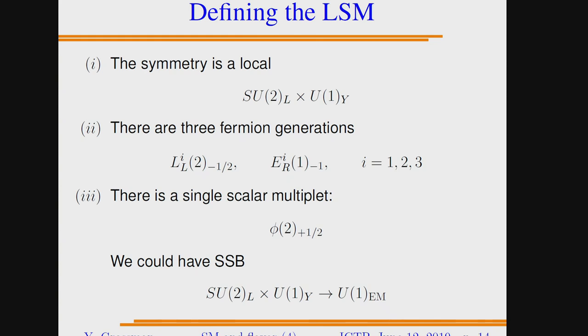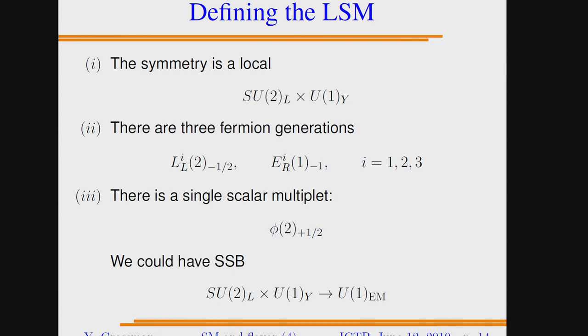And I give three fermion generations. They are the famous three generations. And in each generation, I have two different things. There's L, which is a doublet under SU(2) and has hypercharge of minus a half, and e, which is a right-handed field, a singlet under SU(2) with hypercharge of minus one, okay? And there's only one scalar, called the Higgs boson or the Higgs field, and it's a doublet under SU(2) and has a hypercharge of a half. Because of this, we can have spontaneous symmetry breaking from SU(2) cross U(1) down to U(1) electromagnetism.